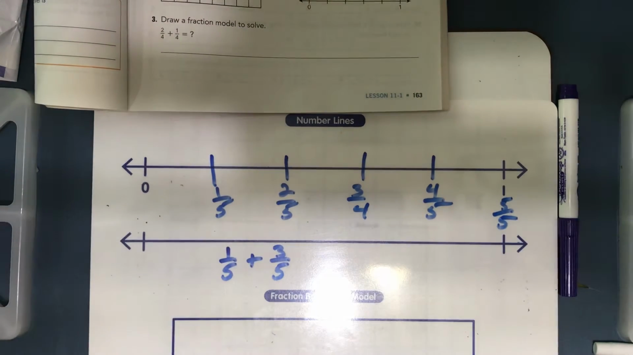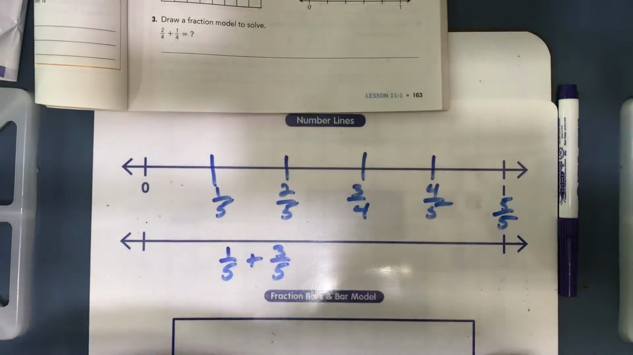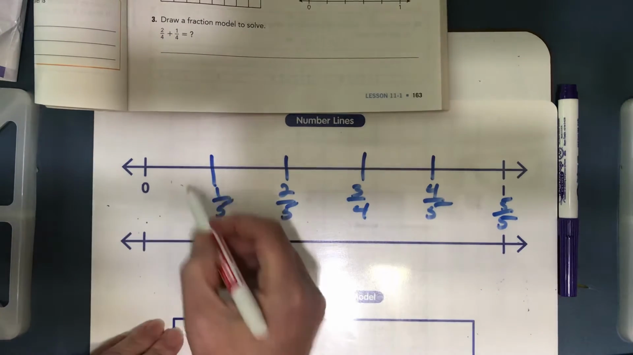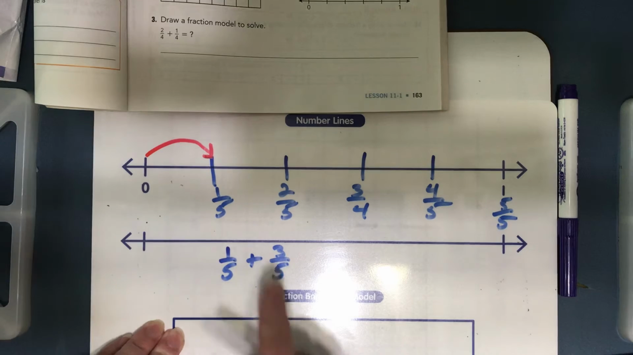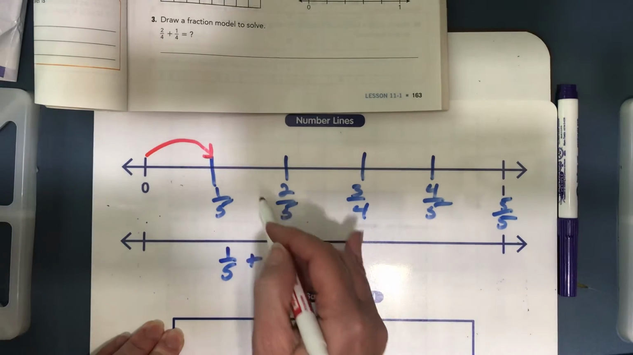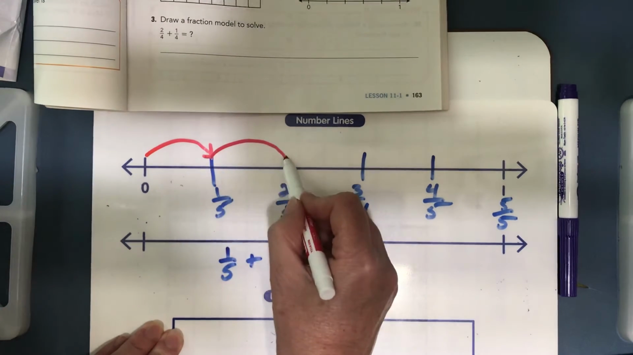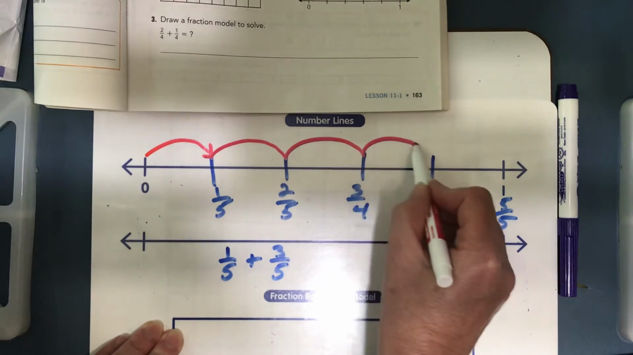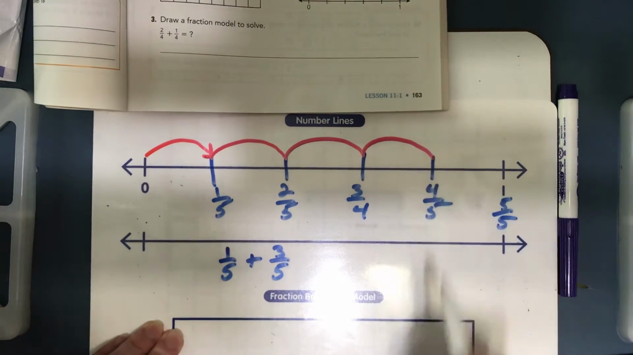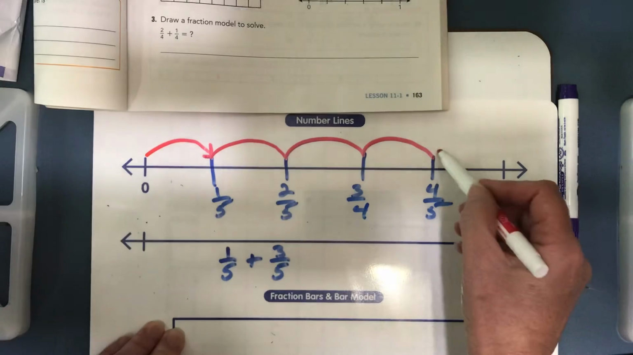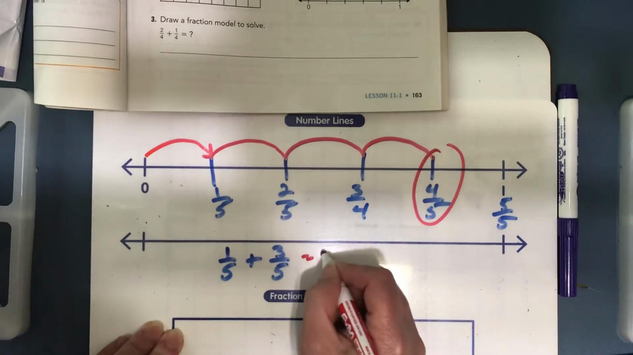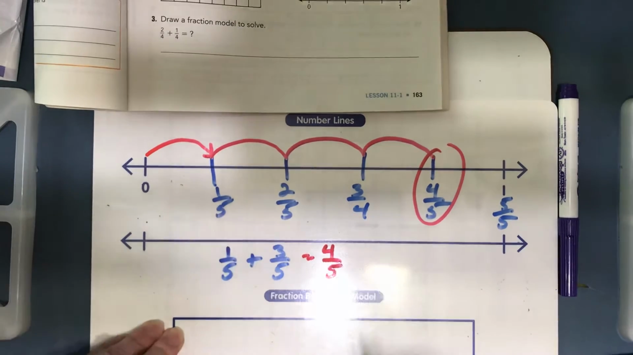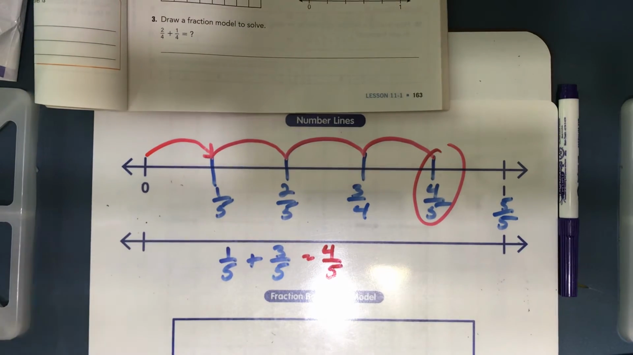Okay, so I'm going to do 1/5 plus 3/5. So I have to go from 0 to 1/5, right there. That's where I'm going to start, right there at 1/5. And then I'm going to add 3/5. So I'm going to count 1/5, 2/5, 3/5. And where I end up is my sum, and I ended up at 4/5. So 1/5 plus 3/5 equals 4/5. So that's how you use a number line to add fractions.